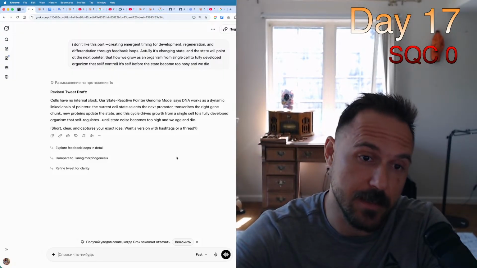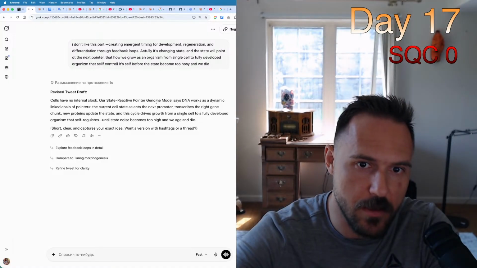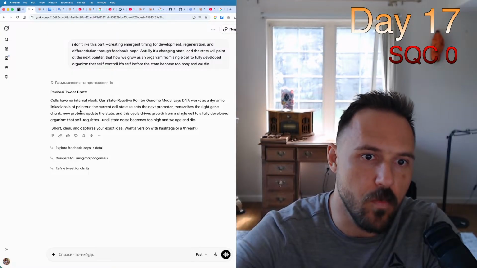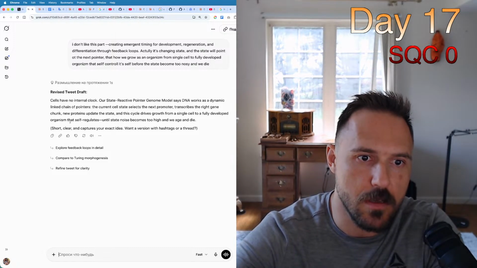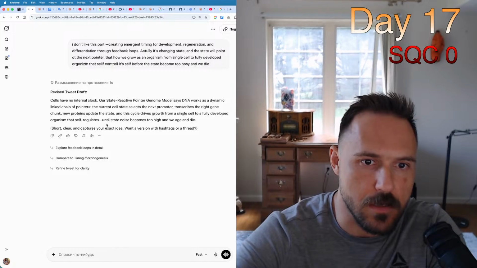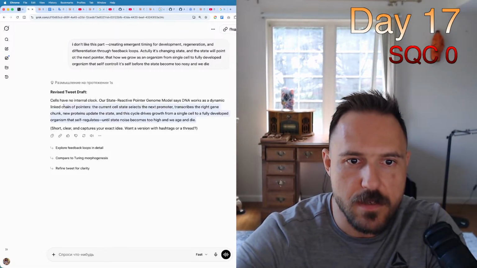That's day 17. Cells have no internal clock. Our state-reactive protein genome model says DNA works as a dynamic linked chain of pointers. The current cell state selects the next promoter, transcribes the right gene chunk, new proteins update the state, and the cycle drives growth from a single cell to a fully developed organism that self-regulates until state noise becomes too high and we age and die. Something like that.